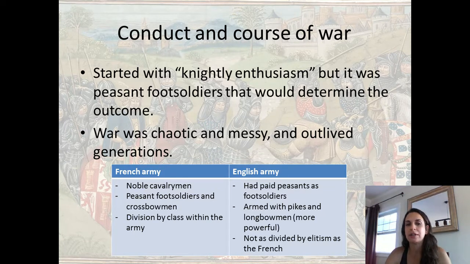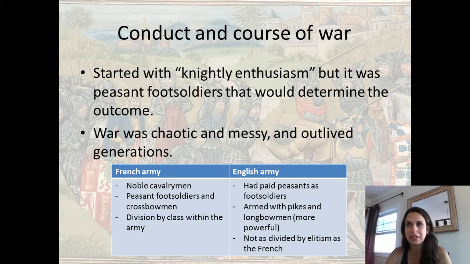and they were often conflicted with each other. The English army, however, paid its peasants to be foot soldiers, and so therefore had a little more respect for them, along with the fact that they were now using the longbow, which was from Wales. So the Welsh had introduced that to the English, and the longbows were way more powerful and were much more effective in warfare, and they weren't really as divided by elitism as the French. So clearly, it looks like the English have an advantage there, which it is.